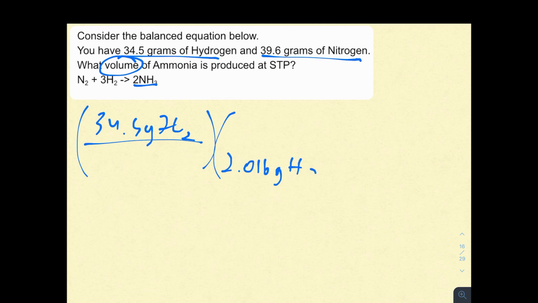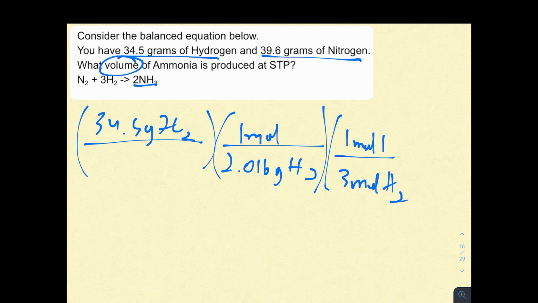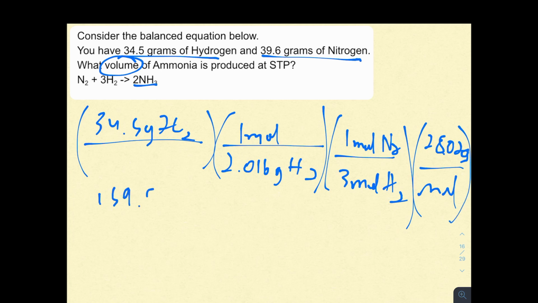Once again, we take the 34.5 grams of hydrogen, divide by the molar mass, and use our molar coefficients. This time we have a 3:1 ratio of hydrogen to nitrogen, and then finally multiply by nitrogen's molar mass to obtain the answer of 159.95 grams of nitrogen. Here, you can see that even though we have less hydrogen, nitrogen is still the limiting reagent because we know that the hydrogen will react with more nitrogen than we actually have. So now, when we are calculating our product, we have to use nitrogen because there will be leftover hydrogen.